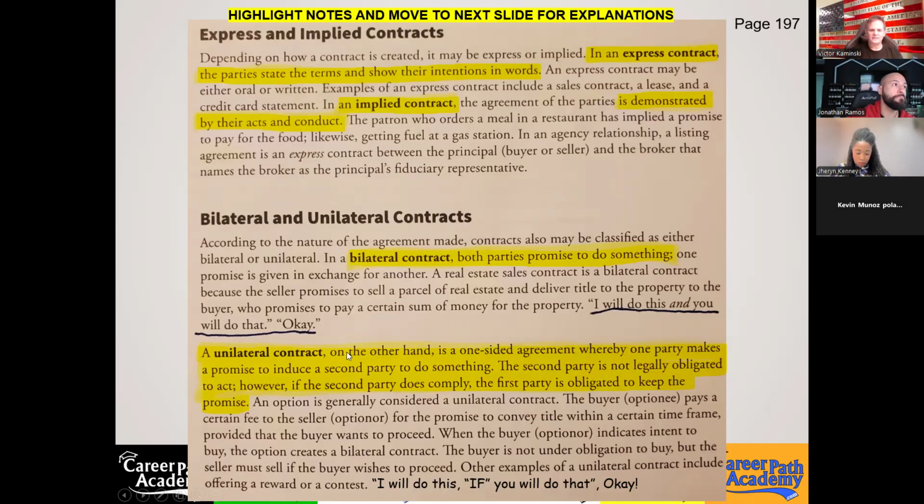And its litmus test, well, they erased it from the book, so I wrote it in here. To determine if it's a unilateral contract or not, you could look at this statement: I will do this if you will do that. So one example of a unilateral contract is a law enforcement agency offers a monetary reward for someone who aids in the capture of a criminal.